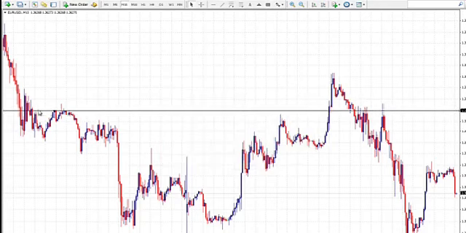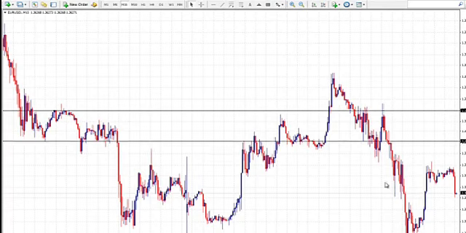Okay, clearly here we have an area of resistance that was tested, and it's being tested here again. Now the thing about this is that we also have an area of support right here. Remember that support and resistance levels are not lines but levels. This I think you already know, because it is not an advanced thing to know, but a beginner concept to grasp.